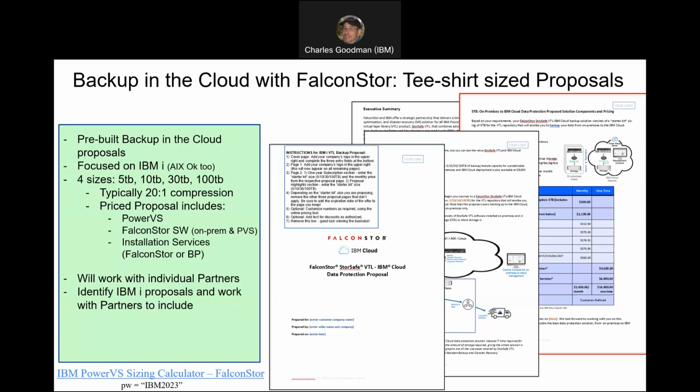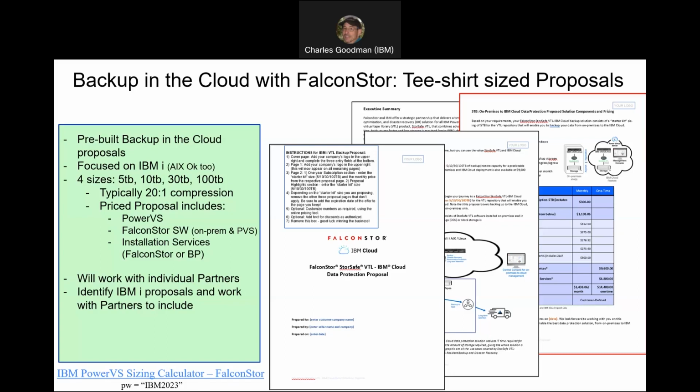But we also have that in 10 terabyte, 30 terabyte, and 100 terabyte sizes. Since we get that 20-to-1 compression ratio, the proposal for, let's say, the 100 terabytes would actually support a backup space up to about 20 times that, which would be about 2 petabytes of backup space. So the proposals come in all those different sizes, and they're just pre-built so you can send them more easily out to your customer.